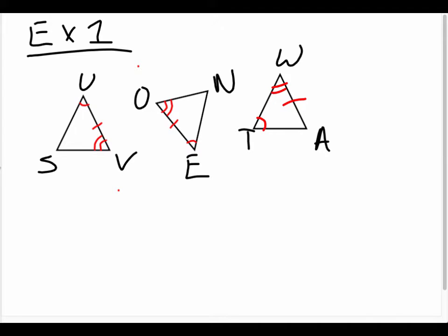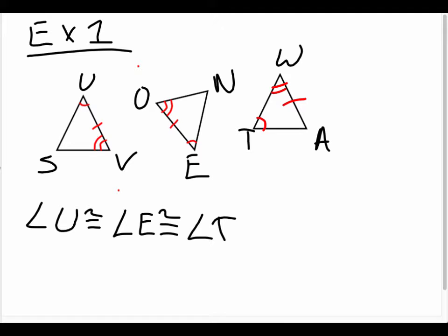And then they list some things. Well, what do we know? We know that the angle U is congruent to angle E, which is also congruent to angle T. Now we know this because we have one arc here, one arc here, and one arc here. And that means that all 3 triangles have those corresponding angles congruent. Okay? Does that make sense?